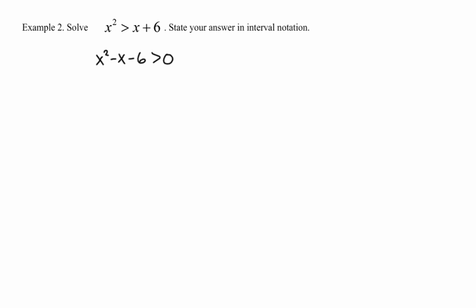And now we're going to actually factor. Okay, so sum product. We want a sum of negative 1 and a product of negative 6. So that would be negative 3 and positive 2. And you can go straight to factored form when it's a simple trinomial, or if you want to break up the middle term and use grouping, you can. But we can actually just go straight to factored form. So x minus 3 and x plus 2 is greater than 0.